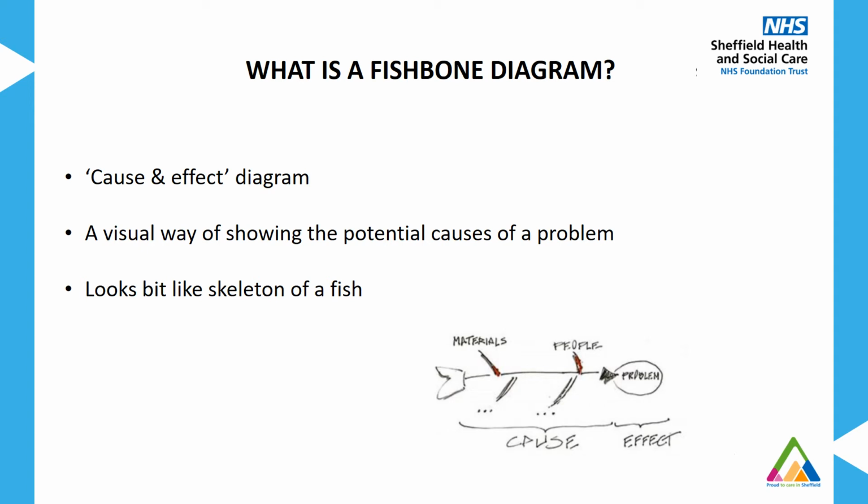So what is a fishbone diagram? It's actually a cause and effect diagram that helps you to think through the causes of a problem, including the possible root causes, which then structures and groups them appropriately to help you move forward. It's a visual way of showing the potential causes of a problem, and it's called a fishbone simply because it looks a bit like the skeleton of a fish.